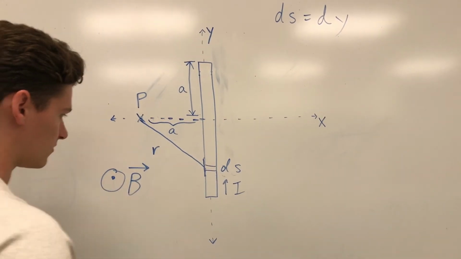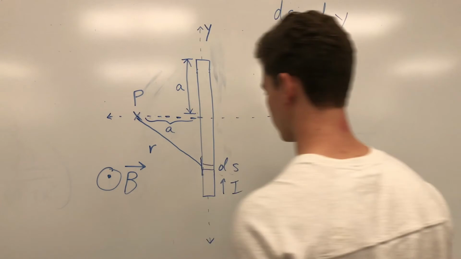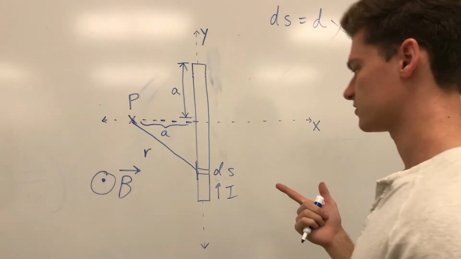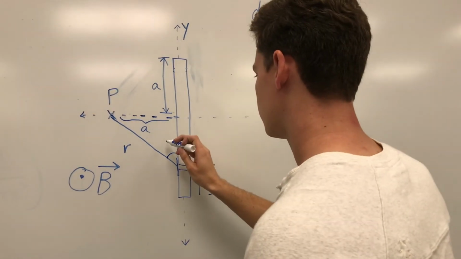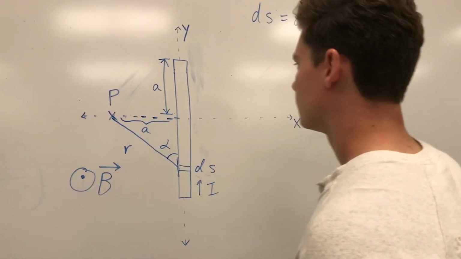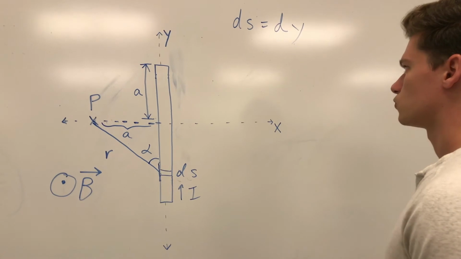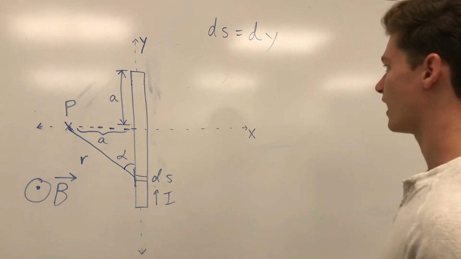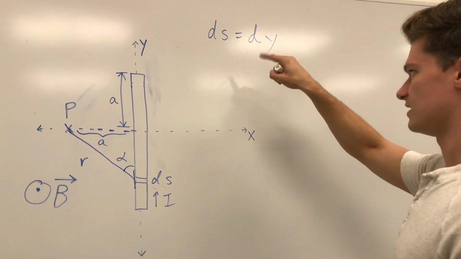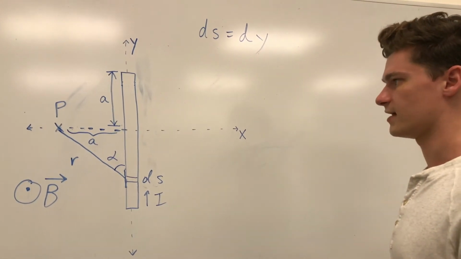Also, in the Biot-Savart law, you're going to want to find the angle between your r vector and your ds vector. So I'll go ahead and label that as alpha. Also, our variable of integration is going to be y. So at the end of it, ds is going to be equivalent to dy.